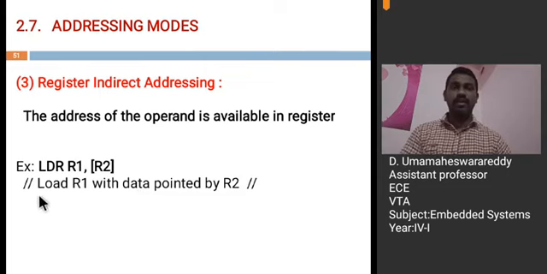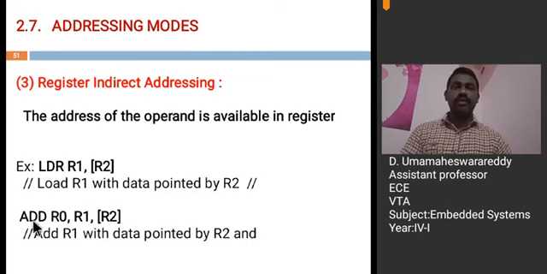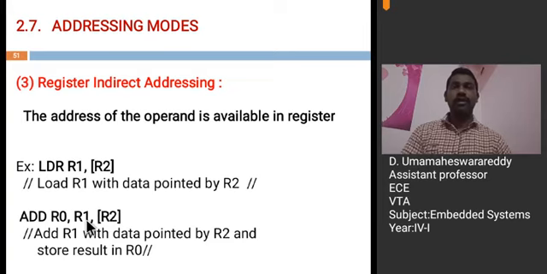Next, see here, load R1 with data pointed to by R2. Next, similarly, ADD, it is a three operand instruction. Look here, what it will do: it will add R1 with the data pointed to by R2 and store that result into R0.